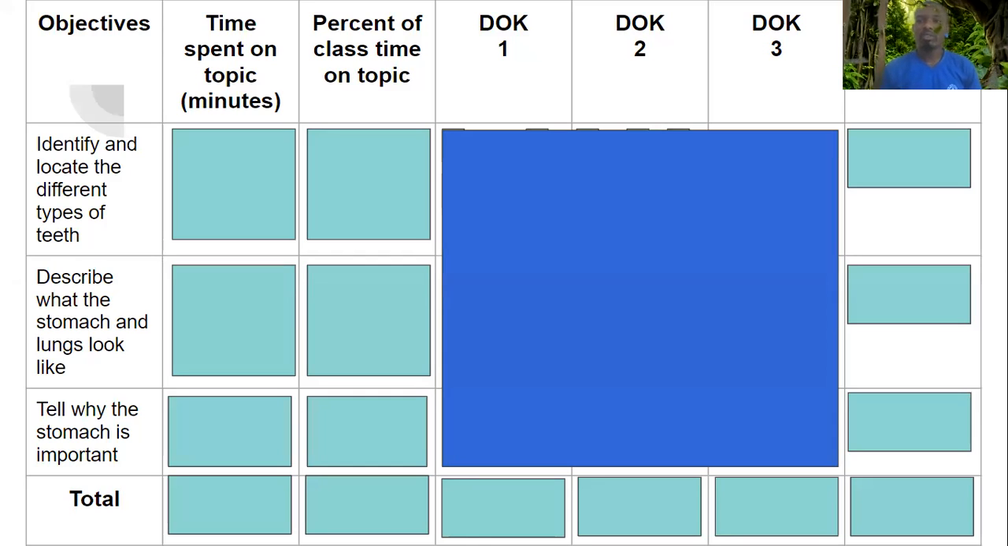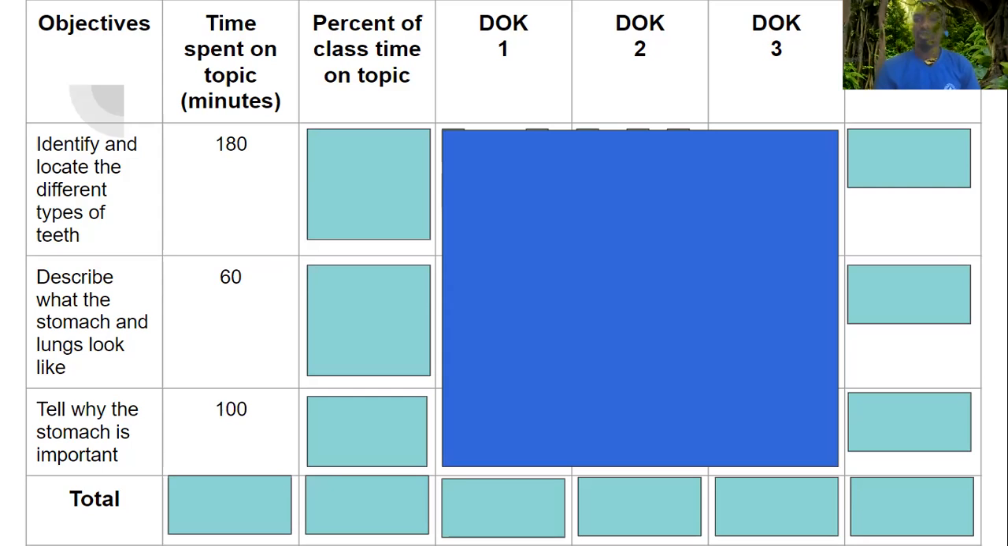Next thing, I'm going to think about the number of minutes I spent on each objective. So I'm going to be showing the minutes I would have spent on each objective. First objective, I spent 180 minutes. The second objective, I spent 60 minutes. The third objective, I spent 100 minutes. So now I'm going to add up all those minutes, which gives me a grand total of 340 minutes.